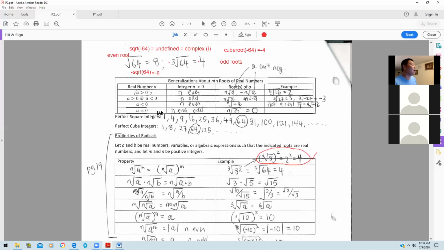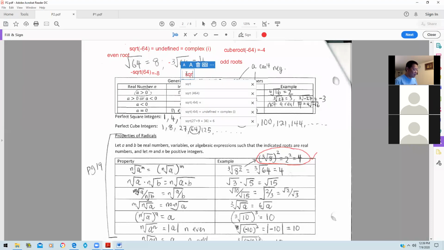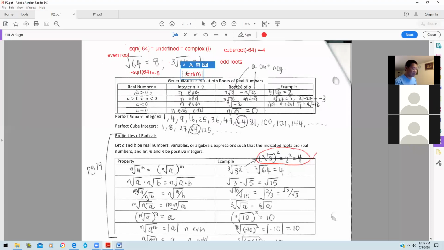Okay. What happens if it's a 0? I don't care if you have a cube root or a square root or whatever root you want for a 0. Your answer is always 0. This is the last thing they mentioned here. Whatever the cube root, square root, 4th root, or 10th root of 0, you still get 0.